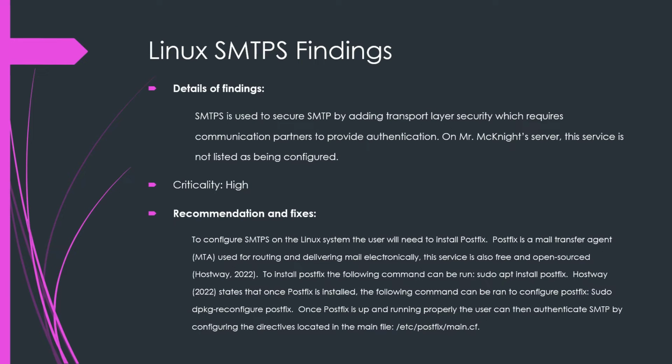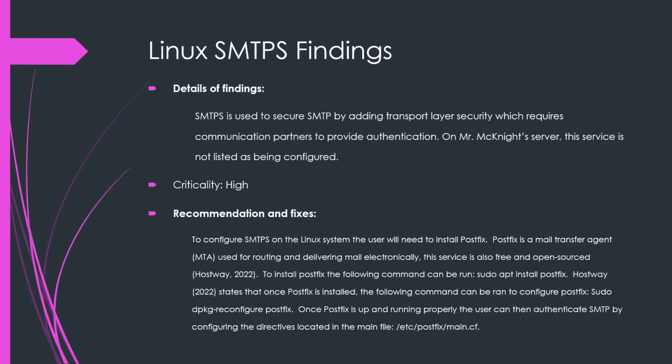Linux SMTPS findings. So SMTPS is used to secure SMTP by adding transport layer security, which requires communication partners of that service to provide authentication. On Mr. McKnight's servers, this service is not listed as being configured. Because this is a required service, I listed the criticality as high. So to configure SMTPS on the Linux system, the user will need to install Postfix. Postfix is a mail transfer agent, or MTA, used for routing and delivering mail electronically. This service is also free and open source.